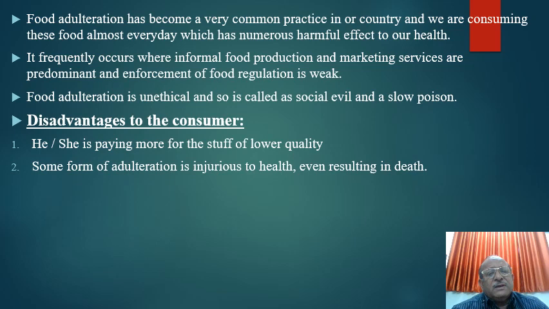Food adulteration has become a very common practice in our country, and we are consuming this food almost every day, which has numerous harmful effects on our health. It frequently occurs where informal food production and marketing services are predominant, and enforcement of food regulation is very weak. Food adulteration is unethical, and so it is called a social evil and a slow poison.